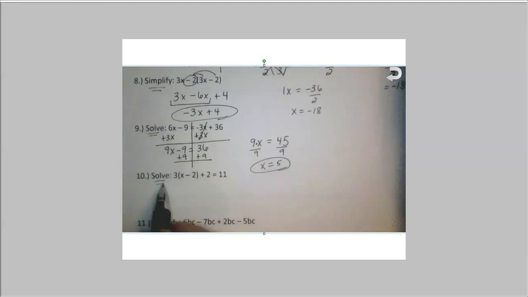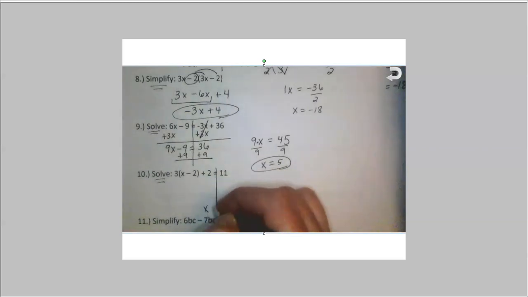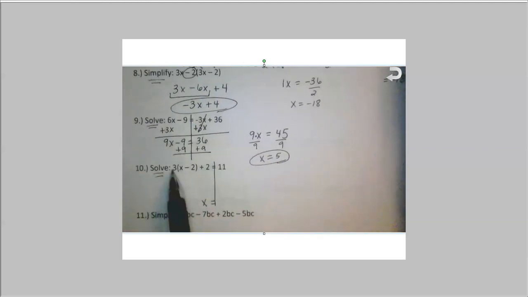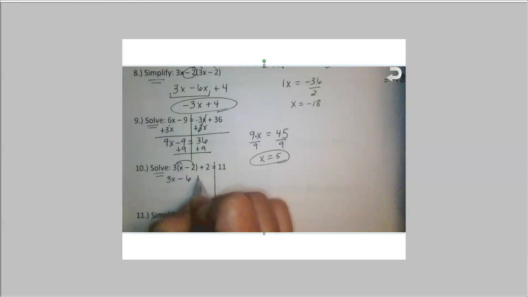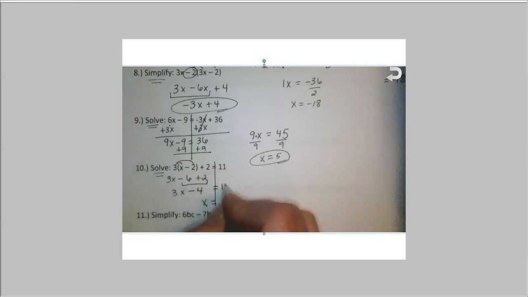Notice 10 says solve again, so I'm trying to get down to an actual answer. What does x equal? But notice here there's a lot going on in a problem here. I really should not have more than 2 terms on either side at a time. So I'm going to need to do some cleaning up over here on the left-hand side, and I can do that by first distributing and probably combining like terms. So that will be 3x minus 6, and then we have a plus 2. We can combine like terms here. Negative 6 plus 2 is negative 4. And I'll bring down the other side.